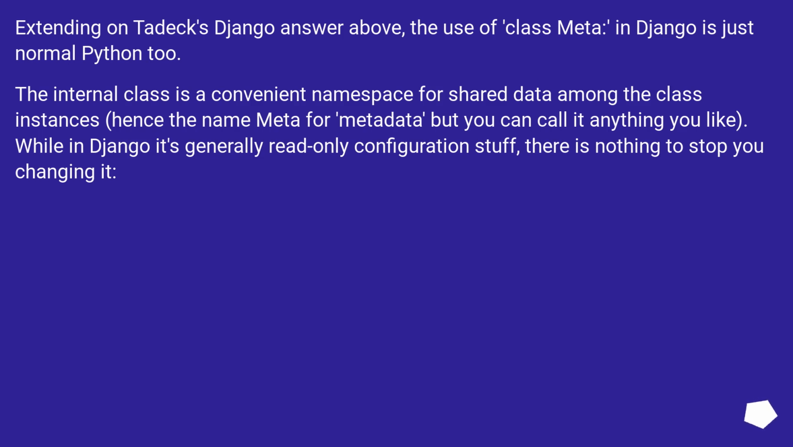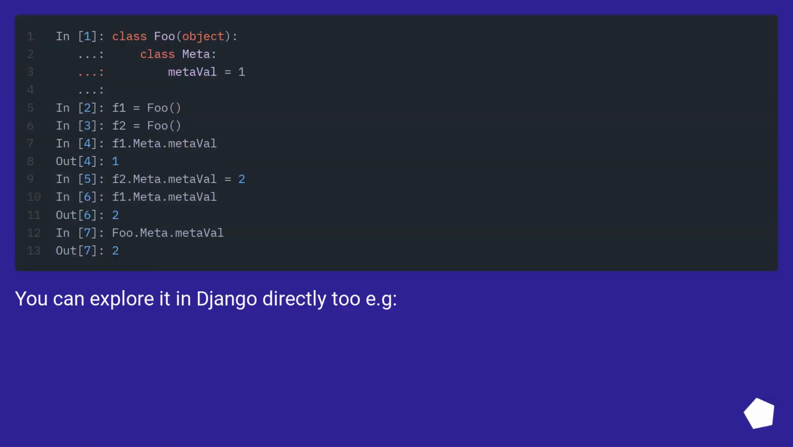Extending on the Django answer above, the use of class Meta in Django is just normal Python. The internal class is a convenient namespace for shared data among the class instances, hence the name Meta for metadata, but you can call it anything you like. While in Django it's generally read-only configuration stuff, there is nothing to stop you changing it. You can explore it in Django directly too, e.g.